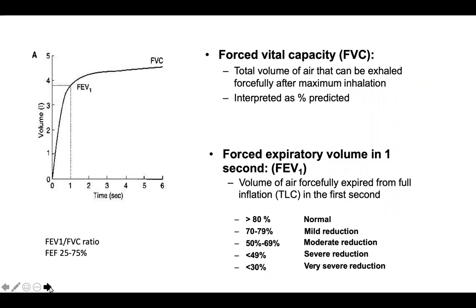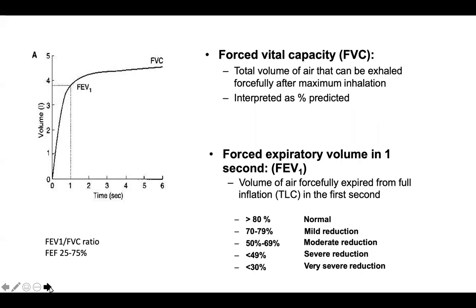Coming to these components, what is FVC? FVC is the total volume of air that can be exhaled forcefully after a maximum inhalation. It is interpreted as a percentage predicted. It is basically the total lung capacity minus the residual volume. Forced expiratory volume 1 is the volume of air that is expired forcefully from a full inflation in the first second. More than 80% is considered normal, 70 to 79% is mild reduction, 50 to 69% more reduction, and less than 49% is severe reduction.